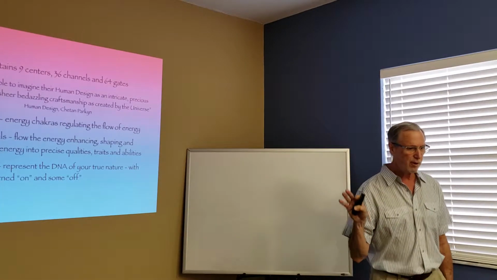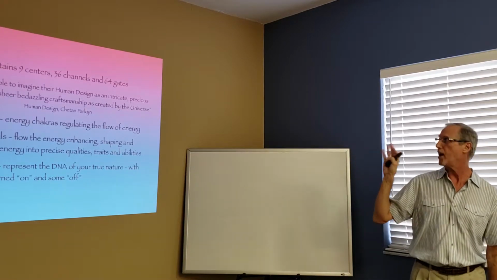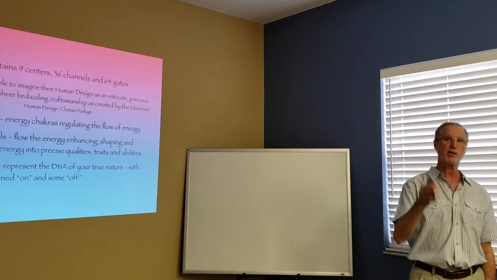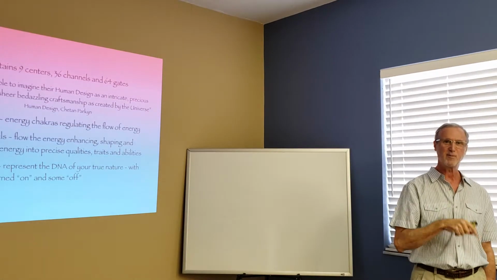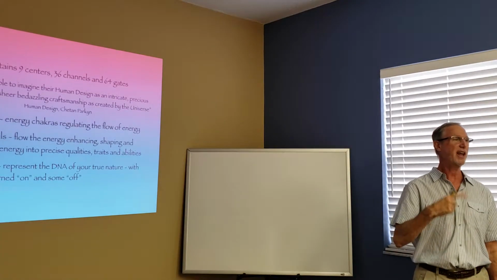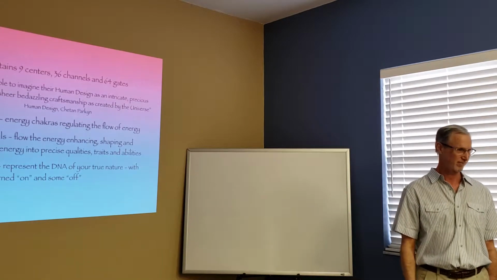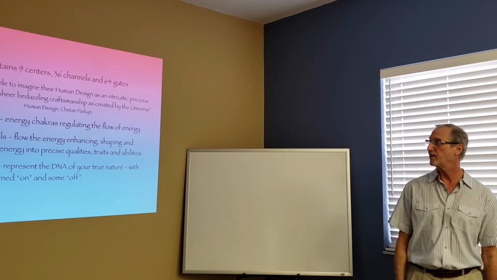So every human design chart has 9 centers, 36 channels, and 64 gates. So what else in your human body has 64? We're calling on you. Think genetics. What do you have 64 of? Oh, the chromosomes. Codons and chromosomes. Yes, exactly.